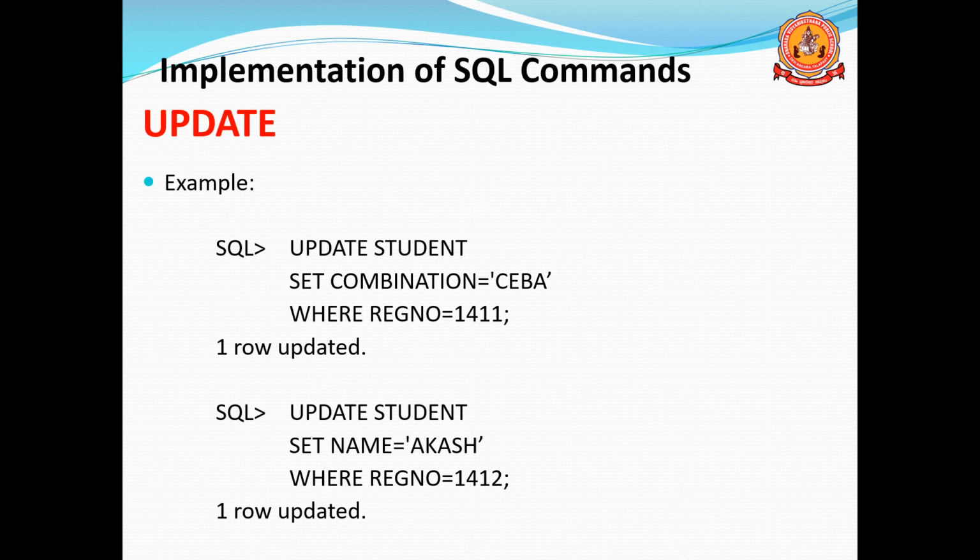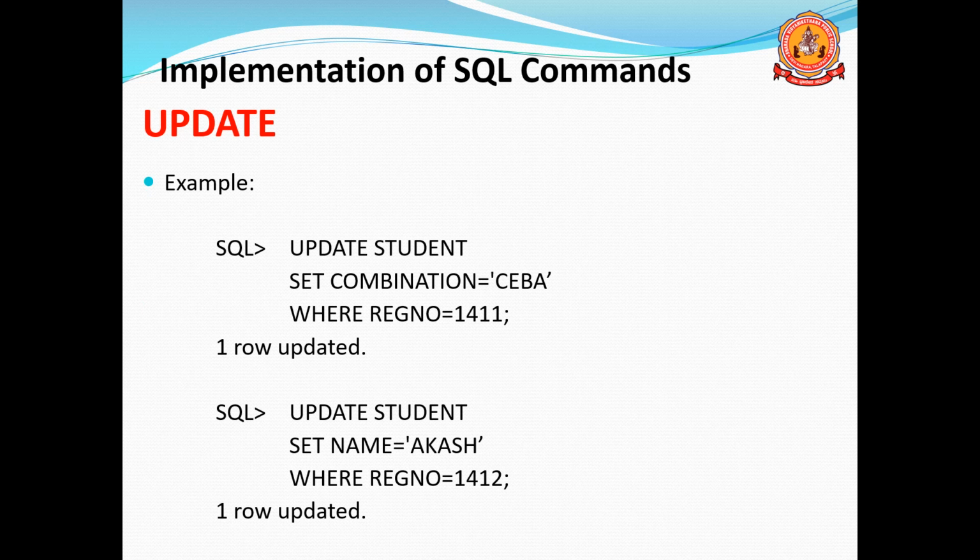So in that case, set combination. We are setting the combination. We have to set the combination of the particular student. The student register number is 1411. Here, the student who has the register number 1411, that register number's combination is going to change. That person's combination is going to change in this case. And second, you can see.